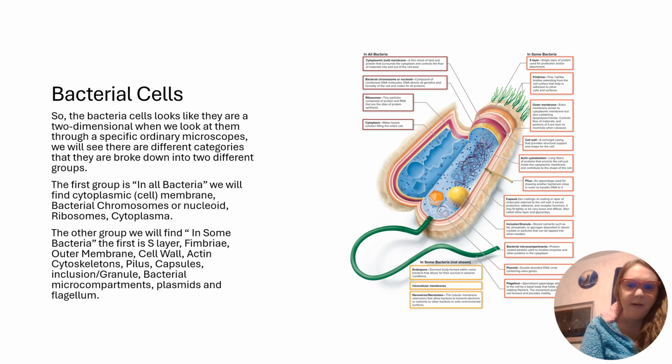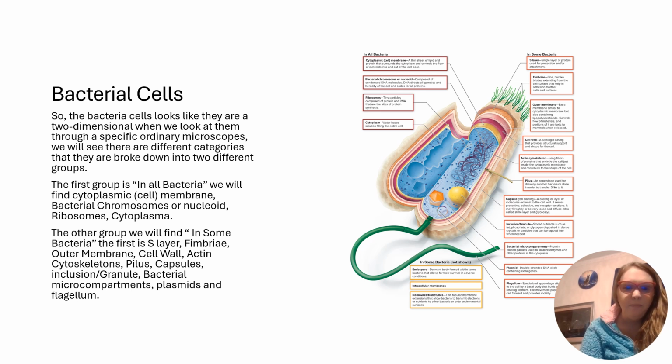With the bacterial cells, they look like they are two-dimensional. But when we look at them through an ordinary microscope, we will see there are different categories, that they are broken down into different groups, which is listed in the diagram. The first group is in all bacteria. We will find cytoplasmic cell membrane, bacterial chromosomes or nucleoid, ribosomes, and cytoplasm.